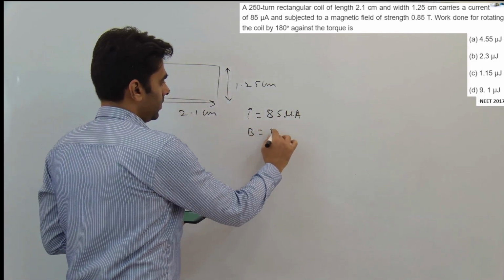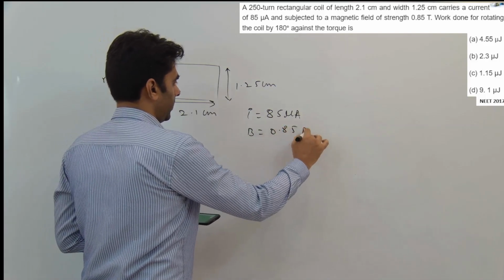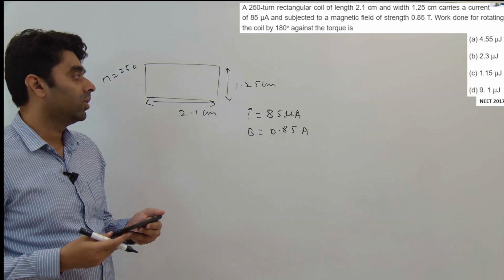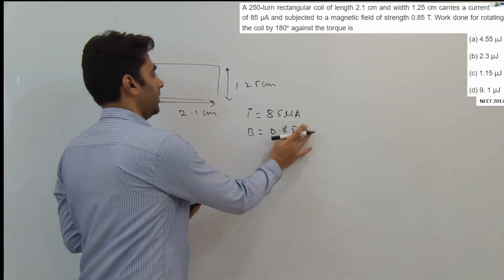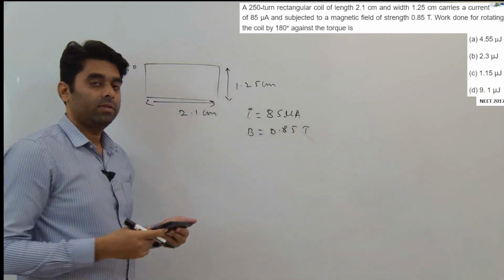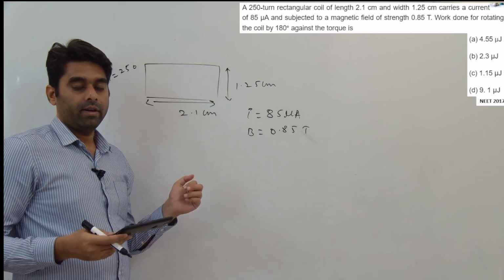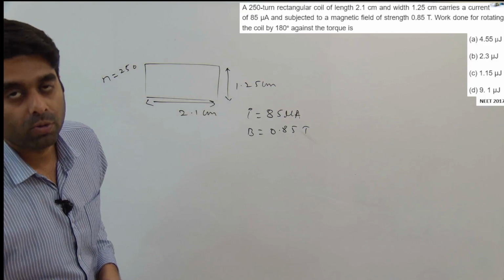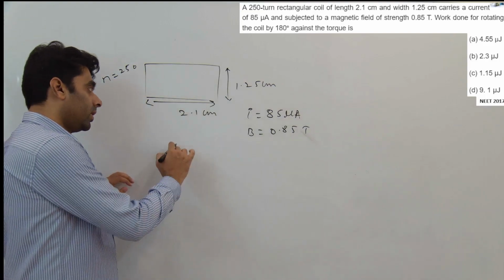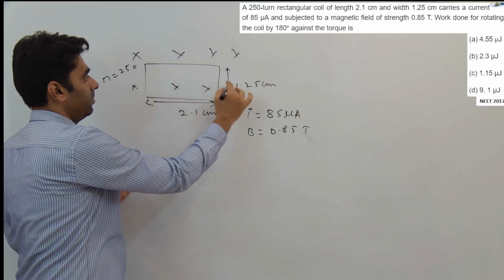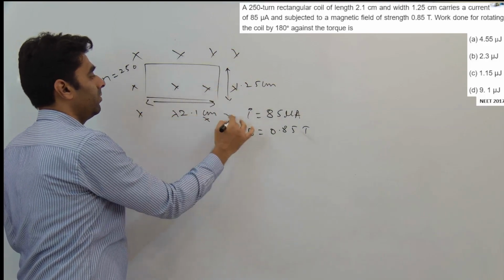B is 0.85 Tesla. This is 85 microampere, 0.85 Tesla. Calculation we will be doing carefully. Fine. Work done for rotating the coil by 180 degree against the torque is. How do we write down work done? Basically, magnetic field is present and the coil is rotated by 180 degree.